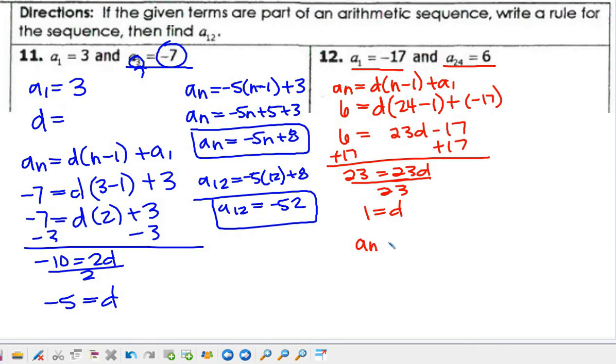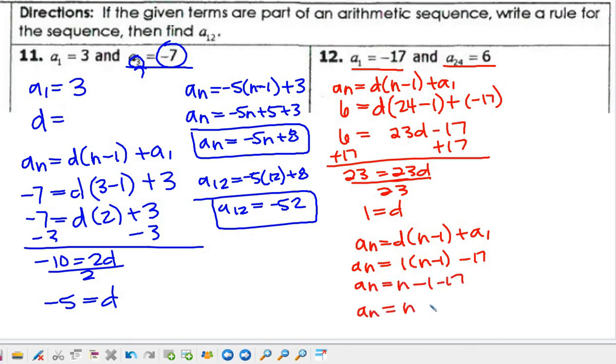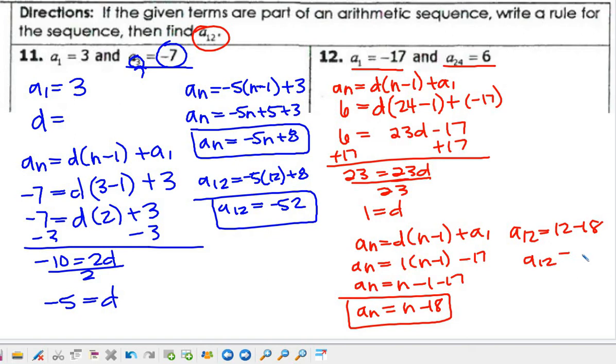So I have my rule. So a sub n is equal to 1 times n minus 1 minus 17. So a sub n is equal to n minus 18. And if I want to find a sub 12, that is negative 6. Okay?